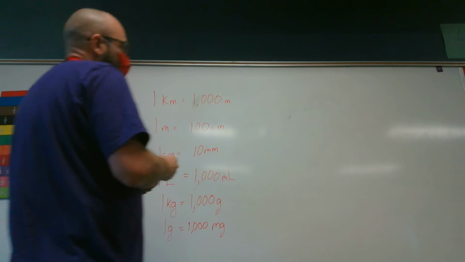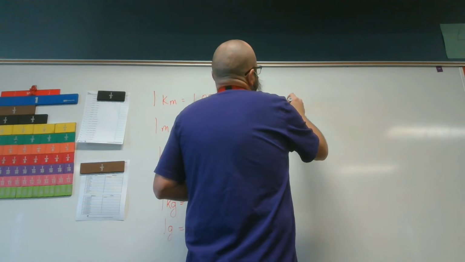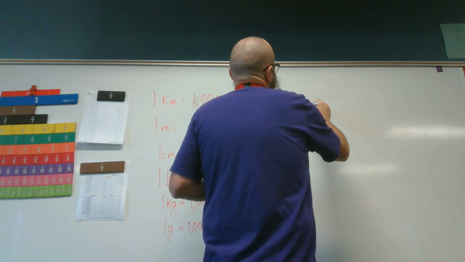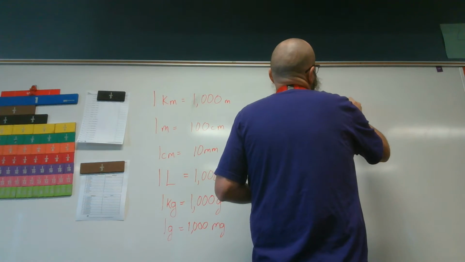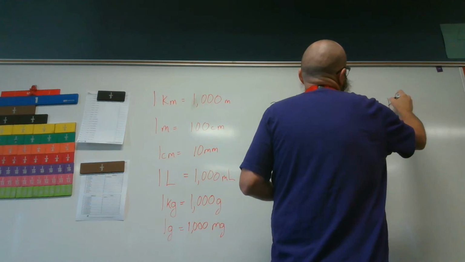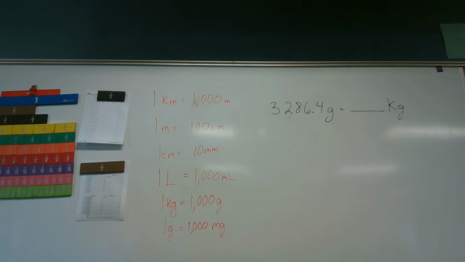Oh, let's go. 3,286 and 4/10 grams equals blank kilograms. Now this is weight or mass.